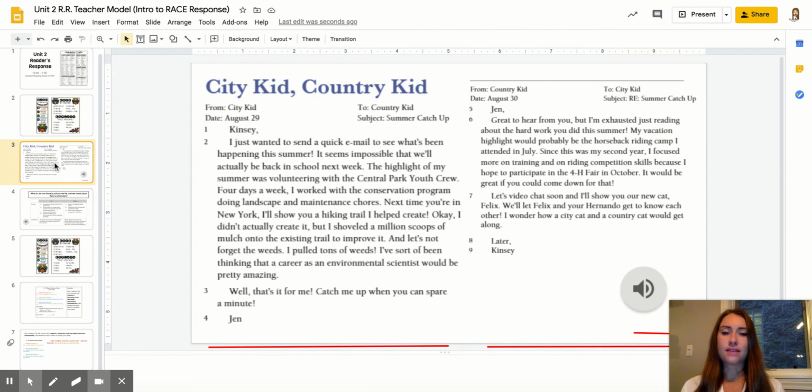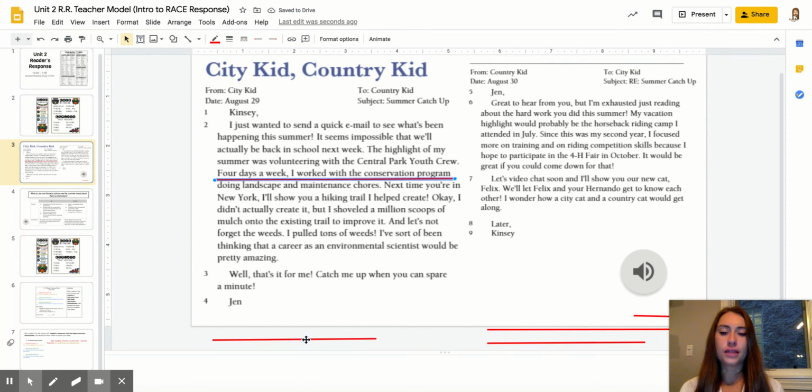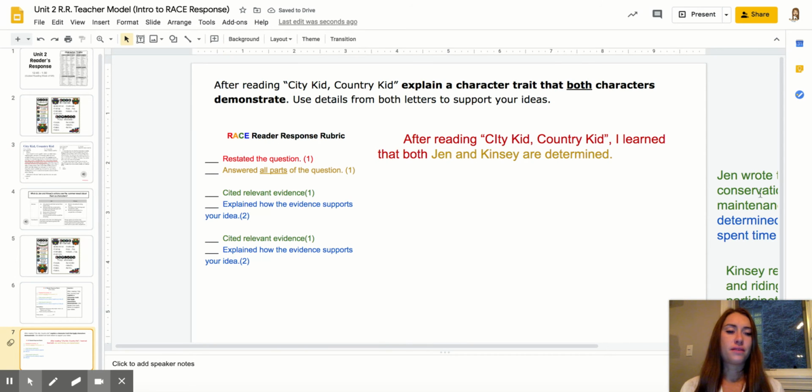So to find text evidence to support that Jen is determined, I'm going to skim and scan back through my text. You know what? I think working 4 days a week during your summer shows that you are determined to help the environment, because I know I wouldn't want to be doing landscaping and maintenance chores. I'd rather be at the beach or on a bike ride. So I'm going to choose that piece of evidence for Jen.